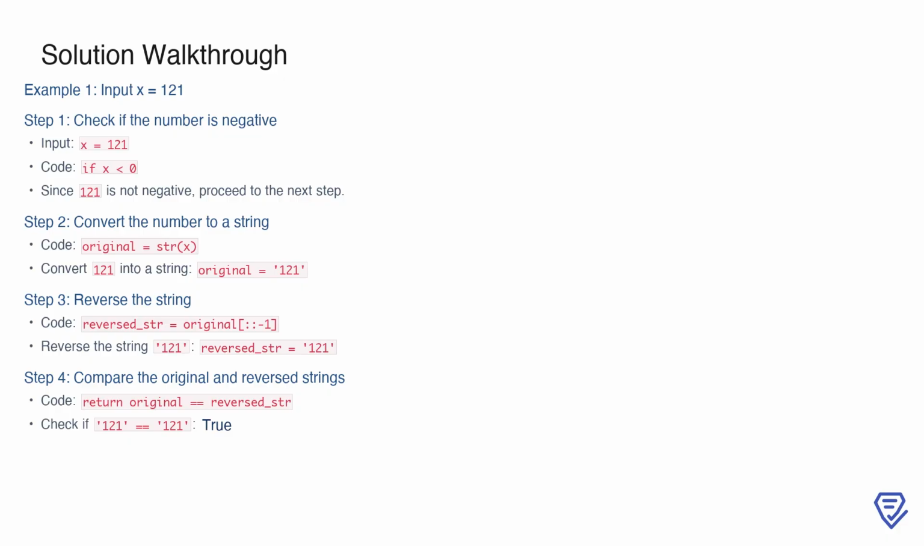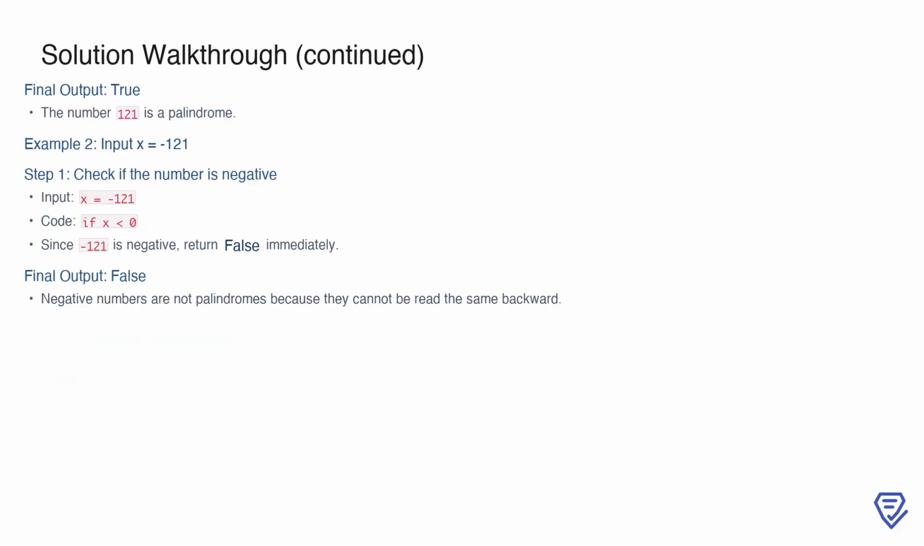This produces the reversed string, which is also 121 in this case. Finally, we compare the original string with the reversed one using the condition original == reversed_str. Since both strings are identical, the function returns true, confirming that 121 is indeed a palindrome. Now, let's consider another example where the input is -121. Again, the first step is to check whether the number is negative.